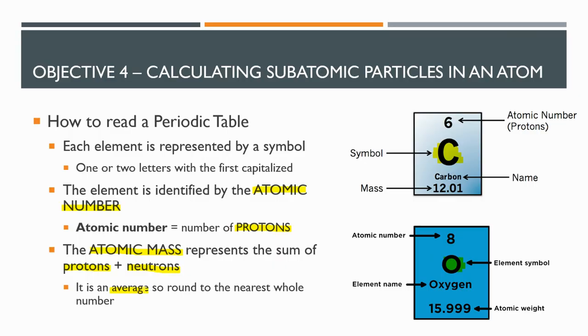But the average just comes from the fact that the neutrons can vary from atom to atom of that same element. And so anytime you're using the atomic mass, if you're trying to calculate the numbers of neutrons, things like that, which we're about to do, you're just going to want to round that number, okay? Just always round it to the nearest whole number. If it's less than 0.5, we're going to round down. If it's 0.5 or greater, we're going to round up. So the mass for carbon, we could say is 12, and the mass for oxygen, we would say is 16.